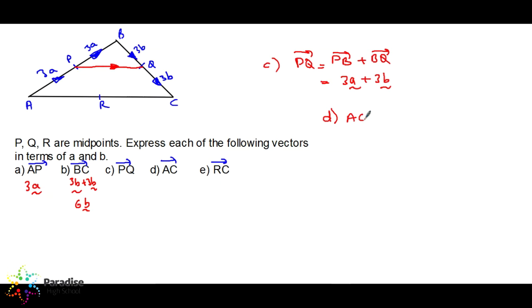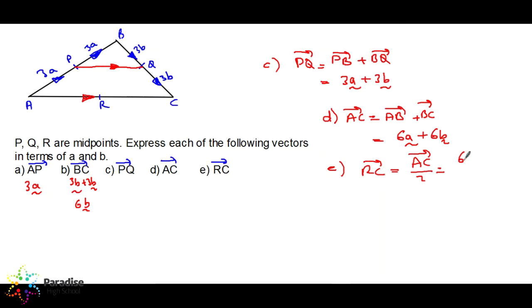Number D, AC. First we draw AC. Okay, AC is here. So that's the direction. I will start from the tail. It's going to be AB plus BC. So what is AB? 6A. What is BC? 6B. So the answer is 6A plus 6B. So RC. Since R is the midpoint, vector RC will be AC over 2. So that is 6A plus 6B over 2. That makes 3A plus 3B. Okay, so let's move to the next question.